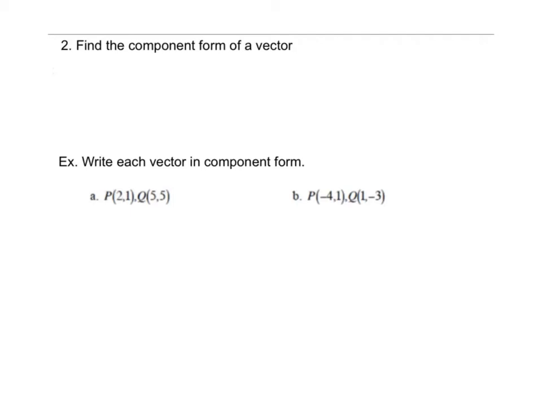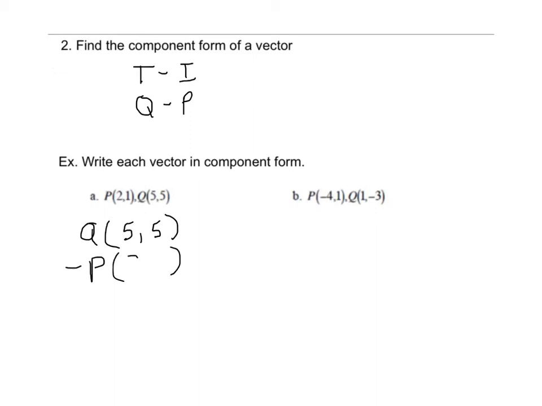So to find the component form of a vector, you would take the terminal point and subtract from it the initial point. In other words, using P and Q, I would do Q minus P. So if I'm going to do that, I would have Q, (5, 5), minus P, which is (2, 1), and then I would subtract the x components, which would get me 3, and I would subtract the y components, which would give me 4, and that would be the component form of the vector.